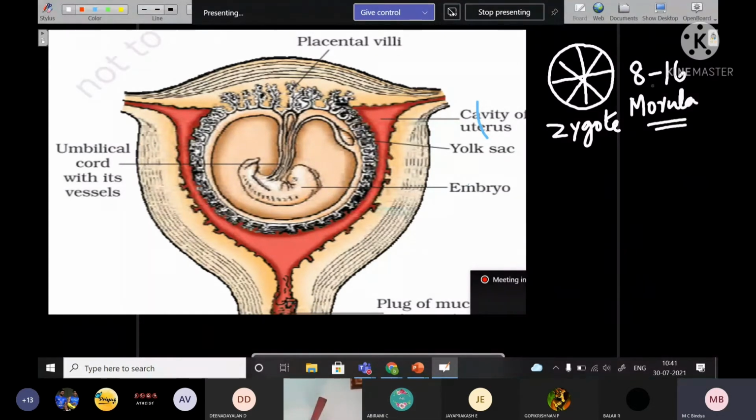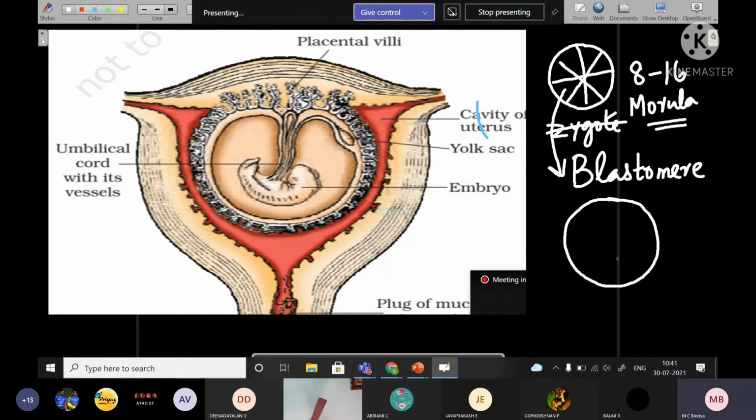Morula. So if there are 8 to 16 cells after division of the zygote, then it will not be called a zygote. It will be called a morula. And each cell in the morula we can call a blastomere. Later, the morula will develop differentiation, where there is an outside layer of cells. What is that called? Trophoectoderm. Yes, you can either call it trophoectoderm or trophoblast, which was one of the doubts asked last class. You can call them trophoectoderm or trophoblast, both are correct.